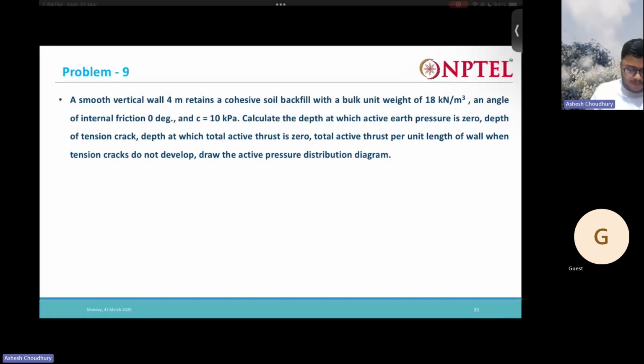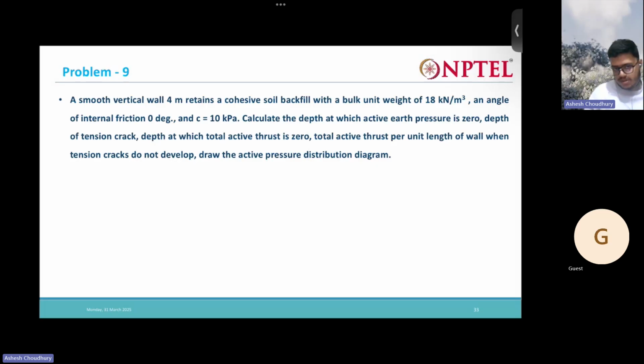Okay, next problem. A smooth vertical wall 4 meters high retains a cohesive soil backfill with a bulk unit weight of 18 kN per meter cube and an angle of friction 0 degrees and C equal to 10 kPa. Calculate the depth at which active earth pressure is 0, depth of tension crack, depth at which total active thrust is 0, total active thrust per unit length of the wall when tension cracks do not develop, and draw the active pressure distribution diagram. Okay.